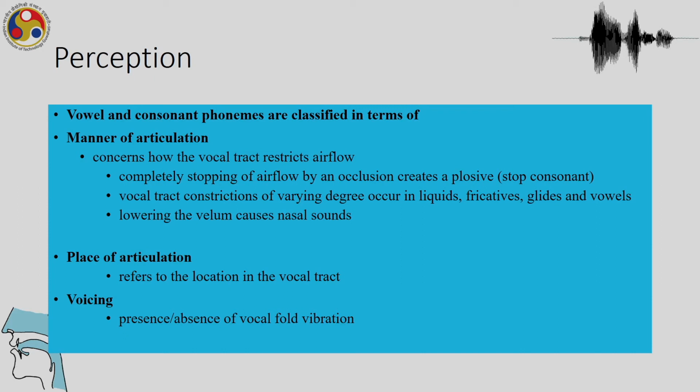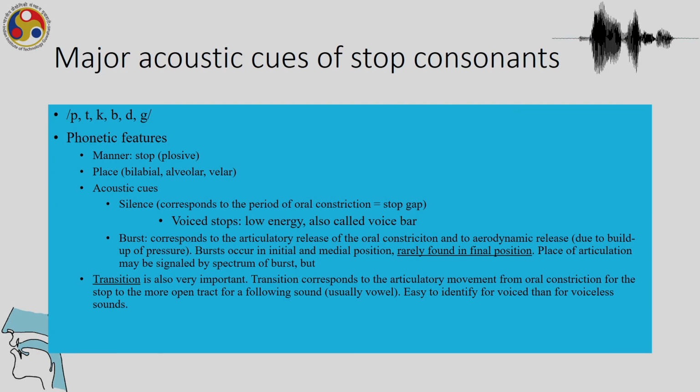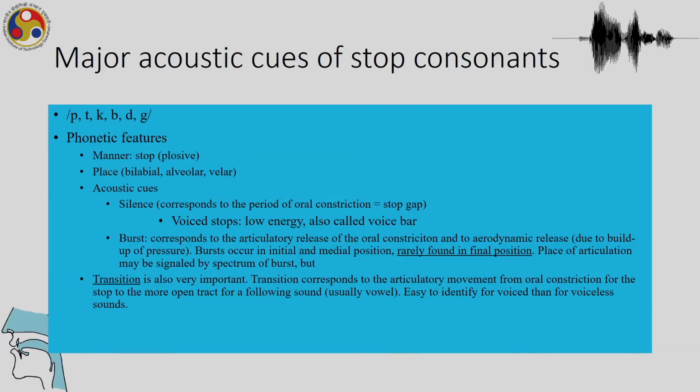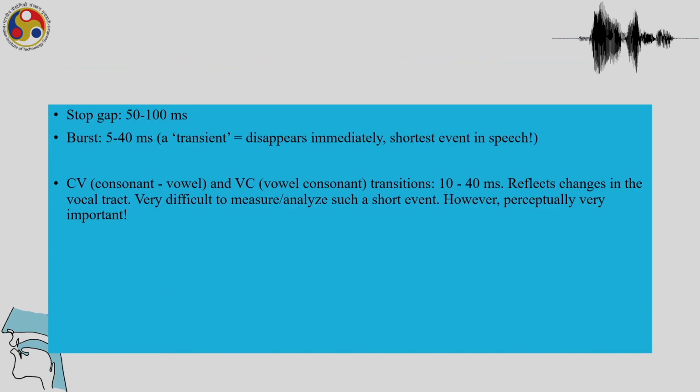Now, this is the most basic information about articulatory phonetics that you already know from the previous lectures, coupled with the major acoustic cues, that is, a stop, which has low energy, and the voice bar that you saw for voiced stops, and the burst that you saw for stops because of the buildup of pressure and the release, and place of articulation signaled by the spectrum of the burst, and also the transition, which is very important, the formant transitions which we talked about.